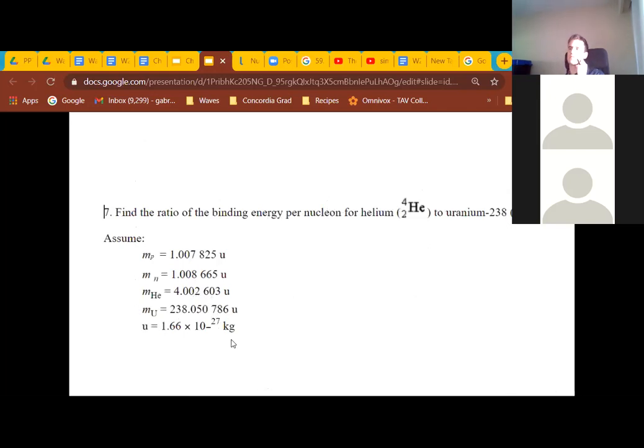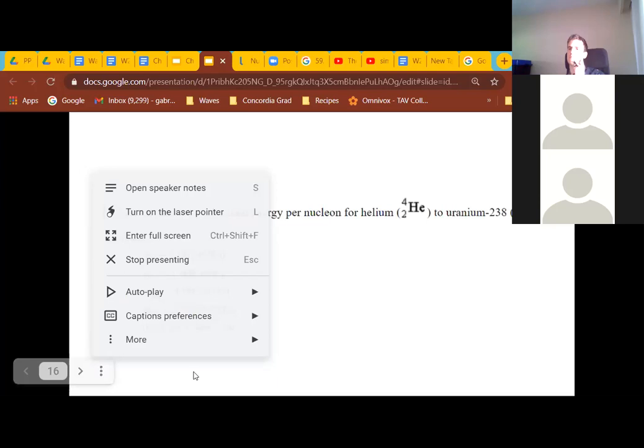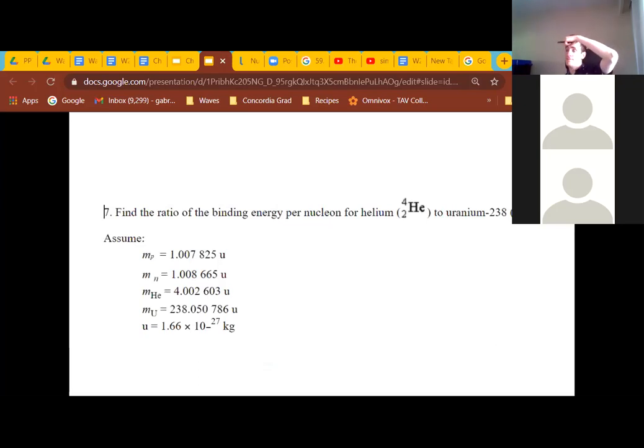Find the ratio of binding energy per nucleon for helium to uranium. So what you should have for this is the same thing. The binding energy of helium to the binding energy of uranium. Well, let's find the binding energy of helium first. If you look at the number, again, the top is the mass number, the bottom is the atomic number. So that means you have 2 neutrons and 2 protons for helium. So it's going to be the mass of 2 protons plus 2 neutrons minus the mass of the helium nucleus.